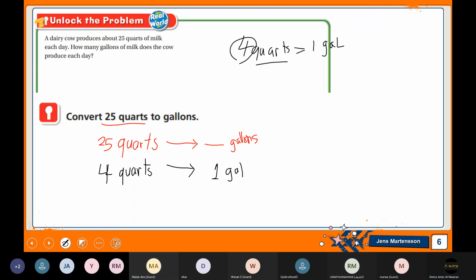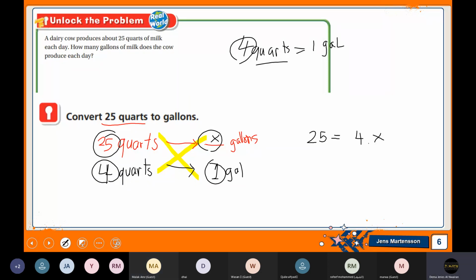Under the 25, you make the cross. 25 times 1 is 25. And x times 4 is 4x. So 4x equals 25. Then what is the number that is multiplied by 4 to get 25? You will divide by 4. So x equals 25 divided by 4.